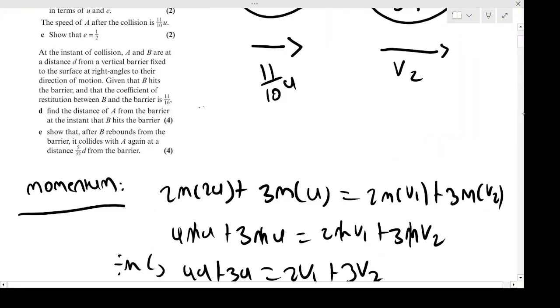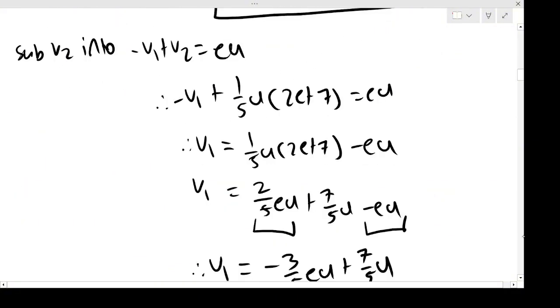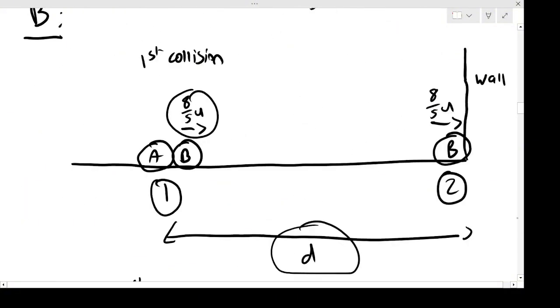Now, what we're then told is to show that after B rebounds from the wall, it collides with A again at a distance 5/32 D from the barrier. Okay, so now we want to consider when B rebounds off the wall and then they collide again. Remember E is 1/16 for the wall. I'm going to label that. So E is 1/16.